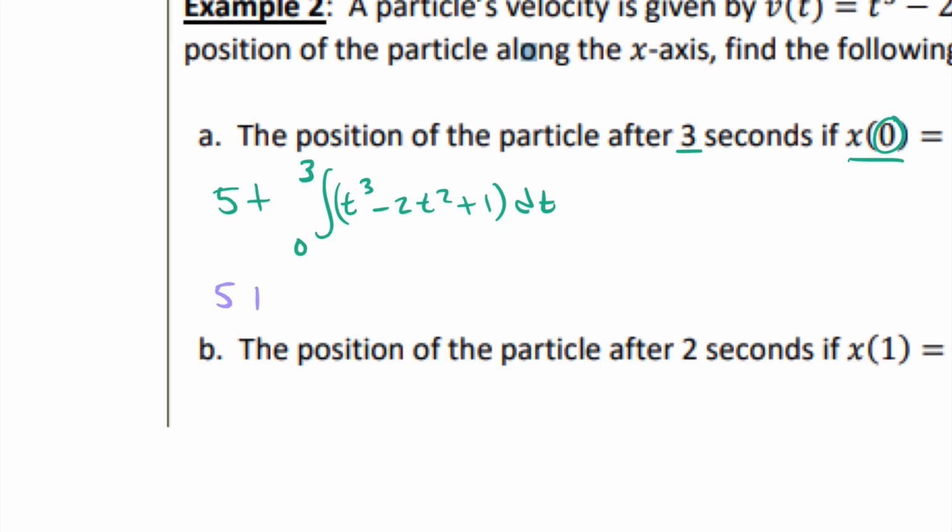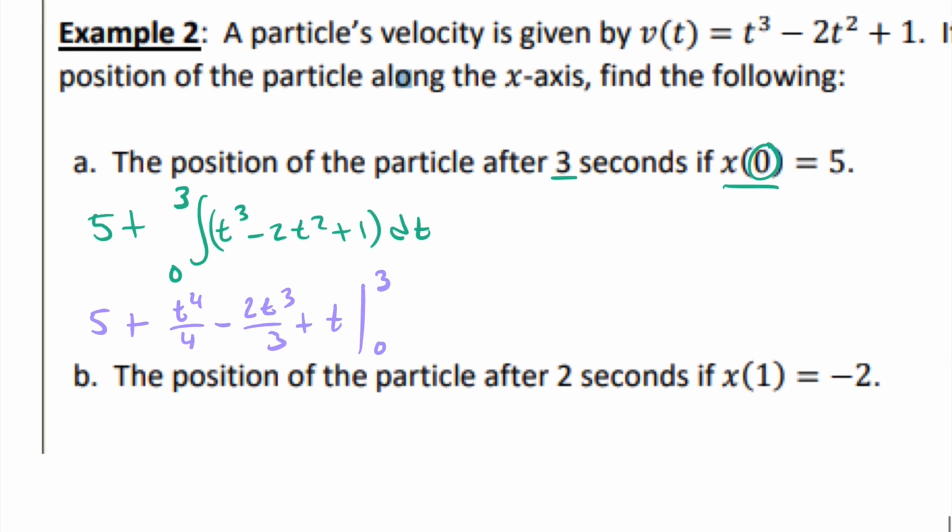All right, so we're going to do the integral of t to the 4th over 4 minus 2t cubed over 3 plus t. And we're going to evaluate from 0 to 3. Well, 0 is nice, that's going to go away. It's just going to be 5 plus 3 to the 4th over 4 minus 2 times 3 cubed over 3 plus 3, and then minus 0. We don't need to worry about any of those values.